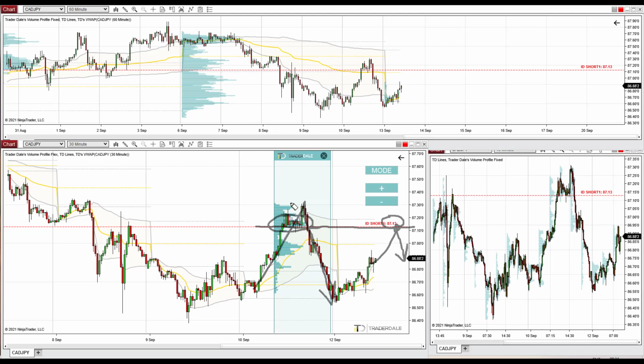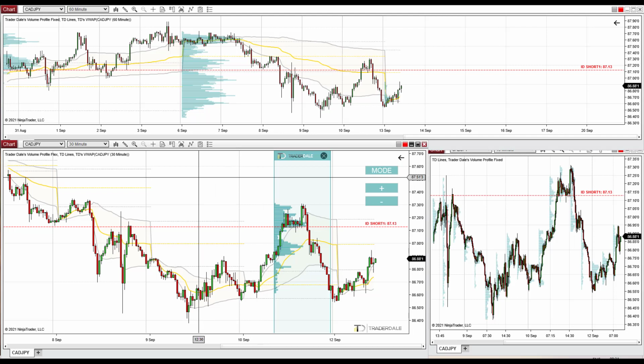Because this zone is important for them. You can see that they were active there, they were defending it, and they placed a lot of their short positions there. So it's important for them and I expect them to defend this place. So that's the logic behind this resistance. That's why I think that the price will turn from this area, from this volume cluster area, which is starting at 87.13. All right, so that's for the Canadian dollar, Japanese yen.